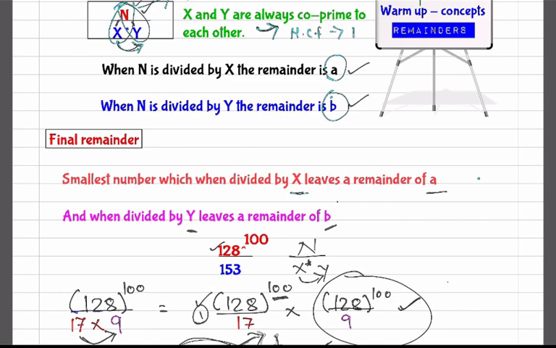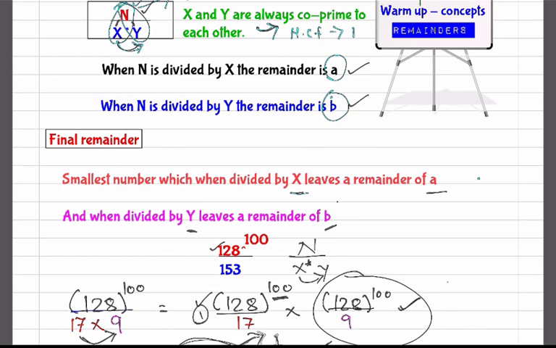128 raised to 100 divided by 153. As it is being said, I split up 153 into x into y. So I write it as 17 into 9. Check it here. Then I split it up. I find the remainder for 128 raised to 100 divided by 17. I find out the remainder for this as well: 128 raised to 100 divided by 9.